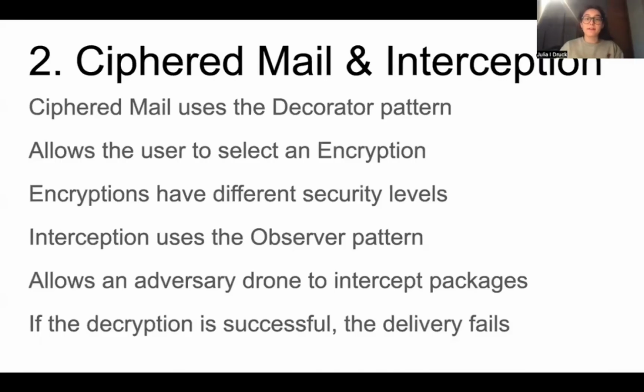Okay, my name is Julia, and I did ciphered mail and interception. So ciphered mail is the first half of it, which is what uses the decorator pattern. So similarly to how we added color to our drones, we add an encryption to our packages. And each of those encryptions has different security levels.